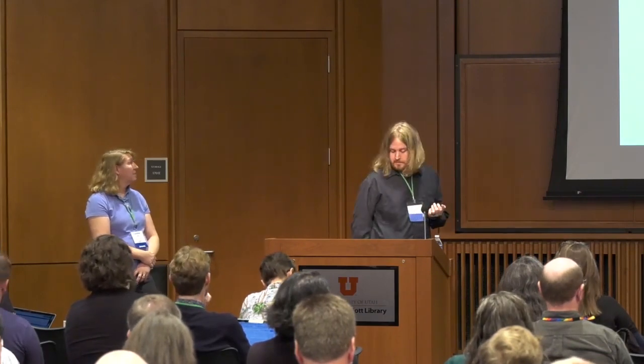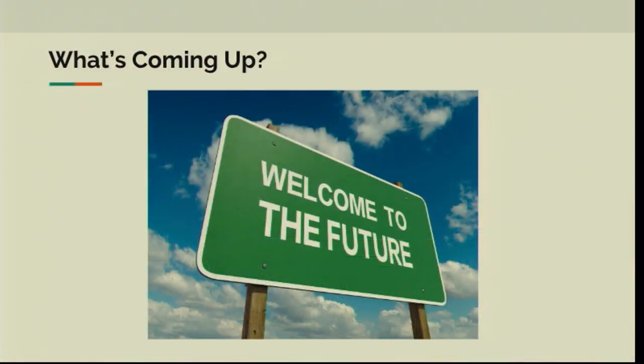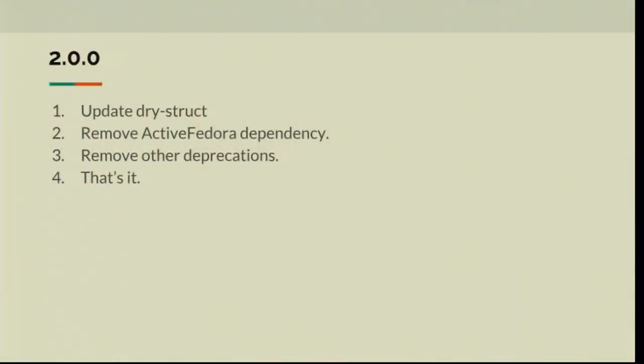All right, so you've heard about what we've done in the last year, and now we're going to talk about what we're planning to do. And I really don't have a timeline on this because everybody's busy. We're looking to release 2.0, and what we're looking to do in 2.0 is to update the dry struct, which is one of the components that we're dependent on. They put some really nice things into a new release, but they're breaking changes, so we're going to do that in a 2.0 release. We're going to remove the Active Fedora dependency.